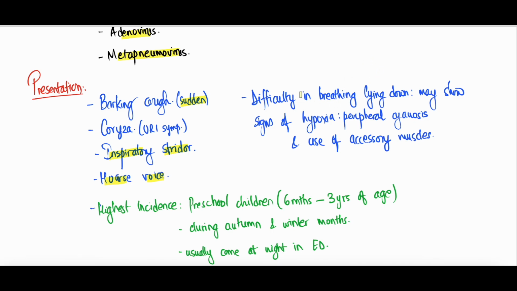So the child will have difficulty breathing in the lying down position. Why is it difficult? Because with the closed, very narrowed glottis, lying down makes it even narrower. Because of that, the child may show signs of hypoxia, such as peripheral cyanosis, and use of accessory muscles which can include scalene muscles, abdominal muscles, and intercostal muscles. We can see the use of accessory muscles, and suprasternal retractions we commonly see.